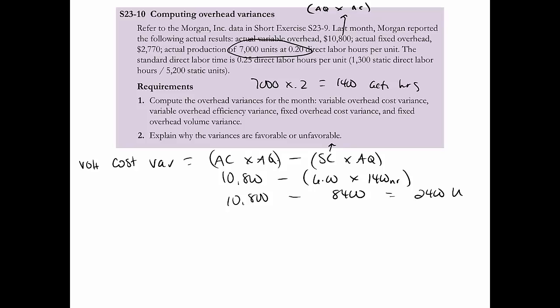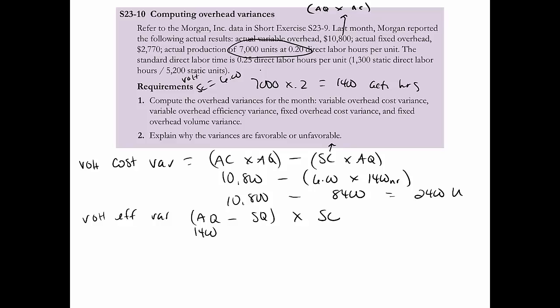They didn't give us the per unit rate over here in the actual. They just gave us the total, but we know they used 1,400 hours. So the variable overhead efficiency variance is the actual quantity minus the standard quantity times the standard cost. And again, in this case, standard cost for variable overhead equals the $6 an hour that we figured out on the last page. So the actual quantity we said right here is 1,400, right? We already said that one.